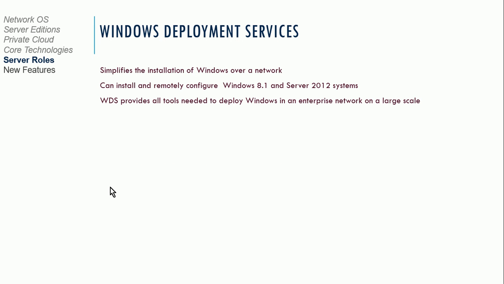In 2012, by default, it's Windows 8.1, but you can certainly do Windows 10 as well. I don't even think you can install Windows 8.1 anymore. I think you pretty much have to go to Windows 10. So it provides all the tools that you need to deploy Windows in an enterprise network on a large scale, basically. So that just allows you to deploy, and there are services and roles for deploying software as well.